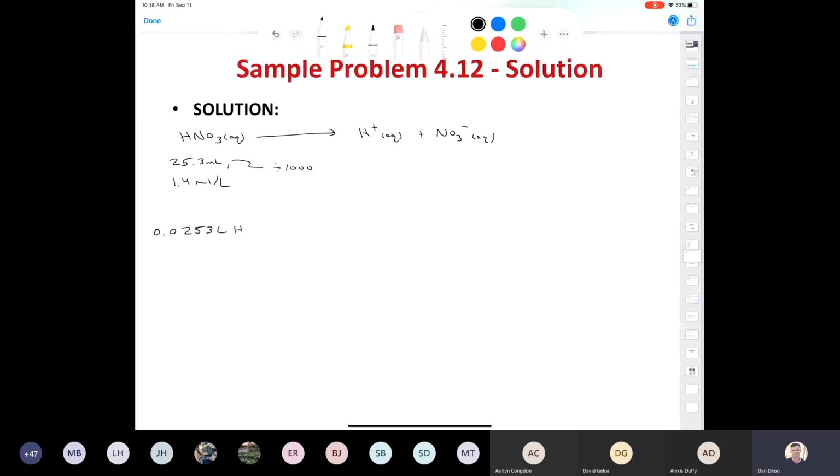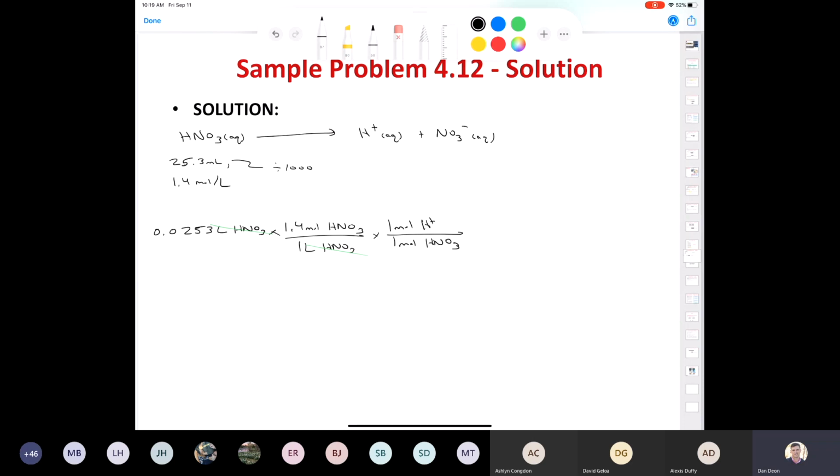So you start with 0.0253 liters of nitric acid, and I have 1.4 moles of nitric acid in 1 liter of nitric acid. Look at my beautiful dimensional analysis. Volume of nitric acid cancels out. Where am I going to get the ratio of nitric acid to protons, or hydrogen ions? From my balanced equation. Let's pencil that in. For every 1 mole of HNO3, I form 1 mole of protons, or hydrogen ions.